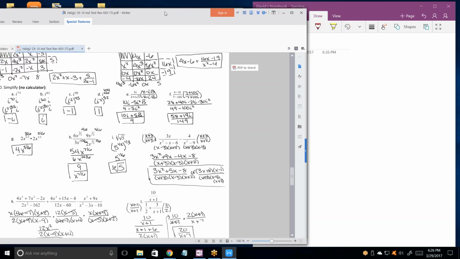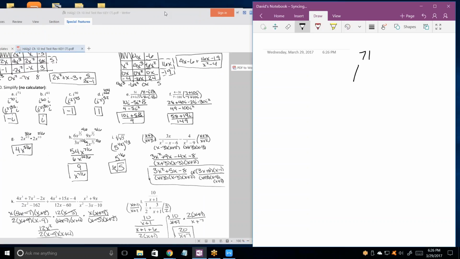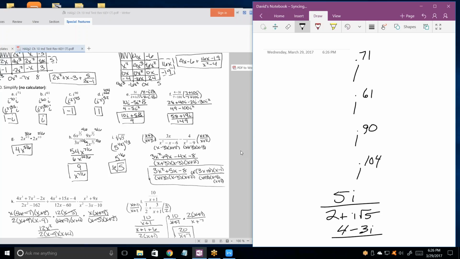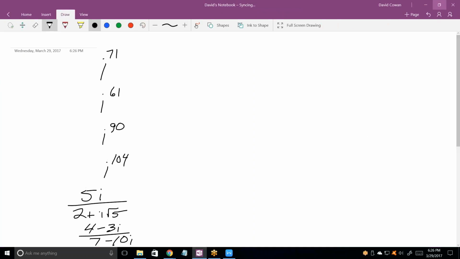So we got i to the 71st. We've got i to the 61st. We got i to the 90th. And we got i to the 104th. And then we got a couple of other problems. 5i divided by 2 plus i times root 5. And finally we have 4 minus 3i divided by 7 minus 10i. All right, let's get rid of the easy ones first.